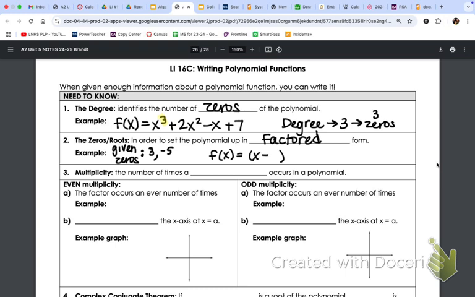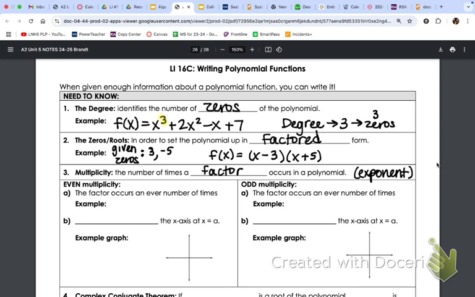Yeah, x minus 3, right? So you flip the sign. What about -5 comes from? Yeah, x plus 5. Because you'd be setting those equal to 0 if you're trying to find the zeros. Okay. Multiplicity, remember, is the number of times a factor occurs in a polynomial. It's the exponent on the factor.